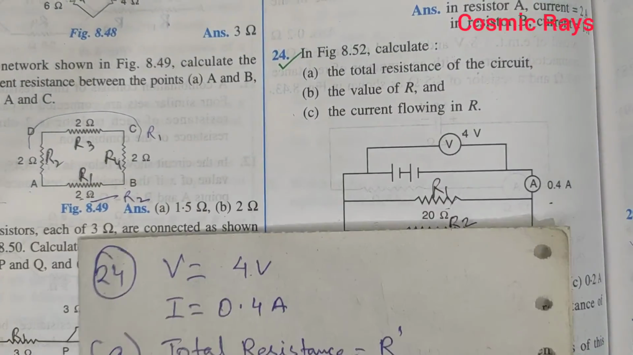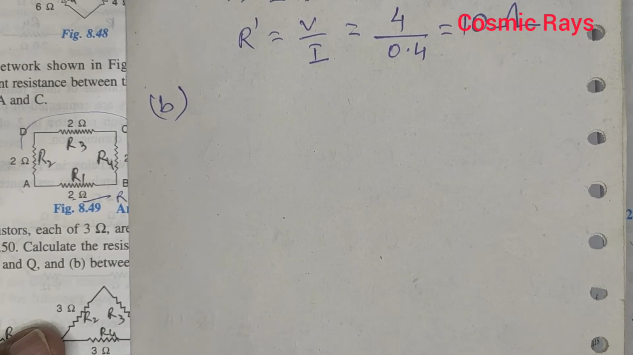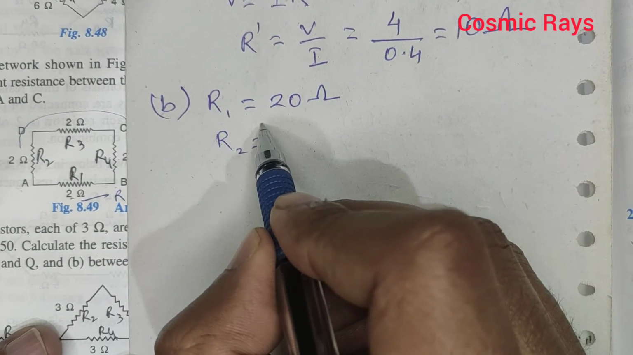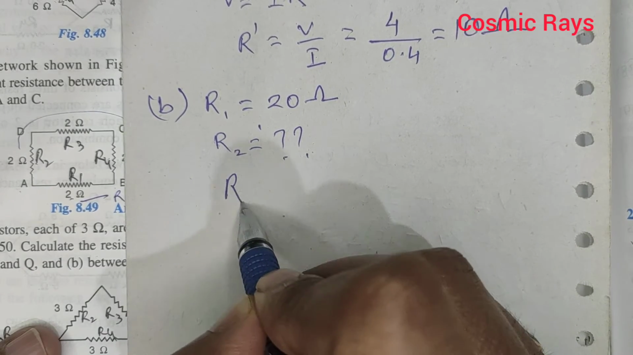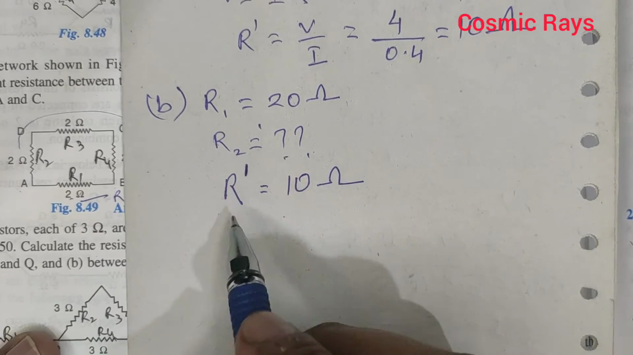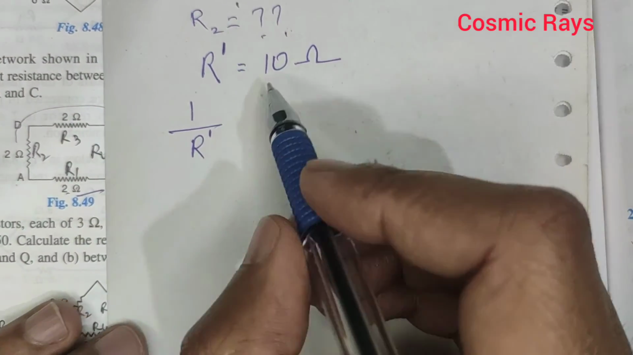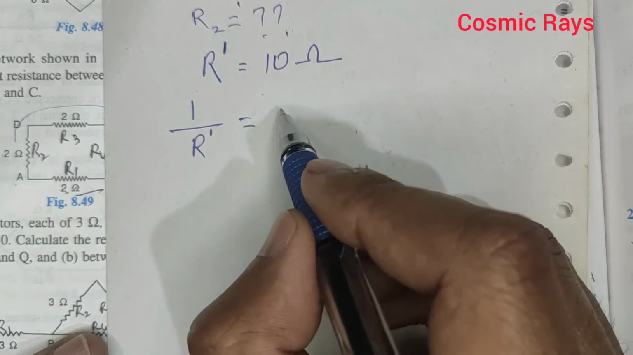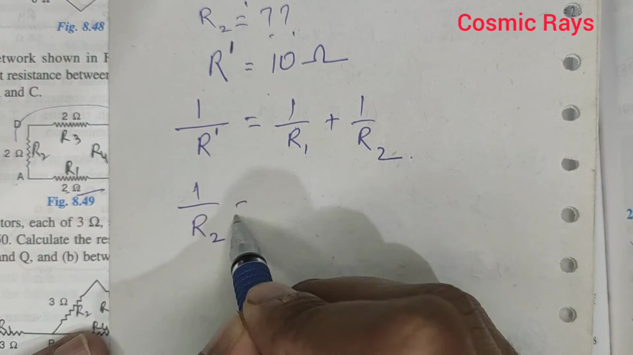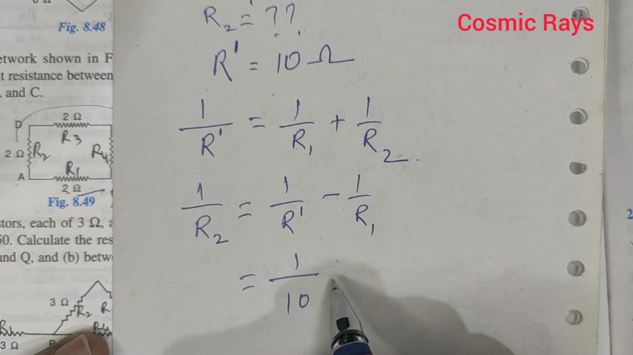Now for the second part, we have to find out the value of capital R, that means the unknown resistance. So for unknown resistance, R1 is 20 ohms, R2 we have to find out, and the total resistance R prime we have found out as 10 ohms here. These two are in parallel, so the formula for equivalent resistance in parallel is 1 by R prime is equal to 1 by R1 plus 1 by R2, or we can say 1 by R2 is equal to 1 by R prime minus 1 by R1. So 1 by 10 minus 1 by 20.